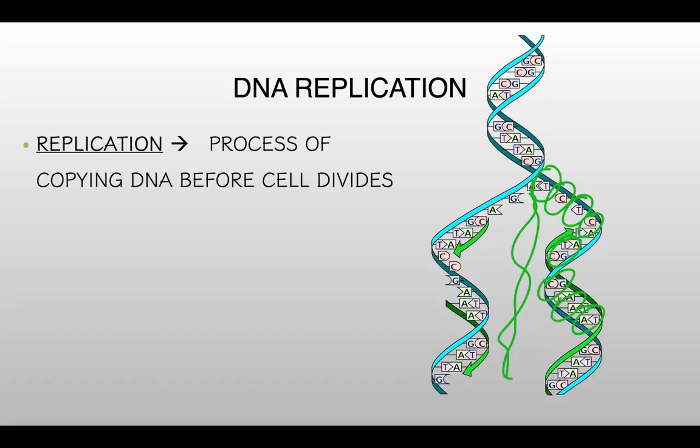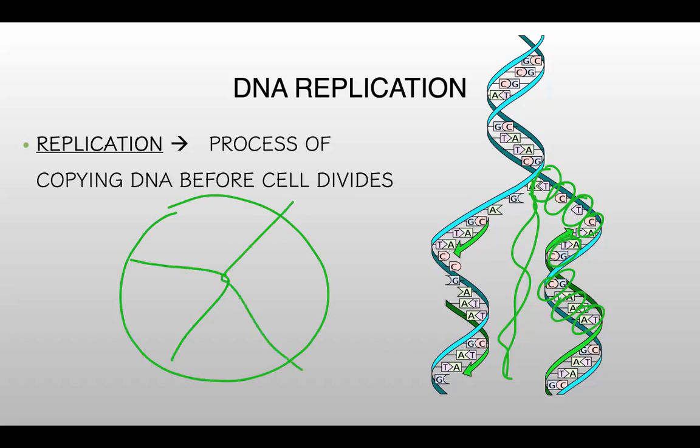Okay, so replication is the process of copying DNA before the cell divides. If you go back to the cell cycle, and I know you're like, oh my God, we've got G1, S, and G2, then we have mitosis, and then we have cytokinesis. This is where DNA is copied.